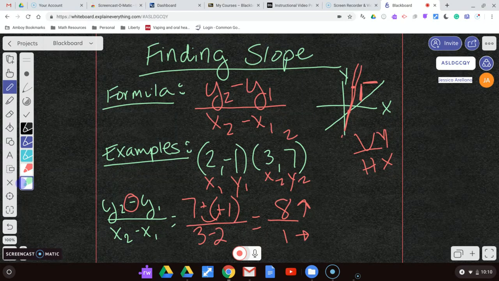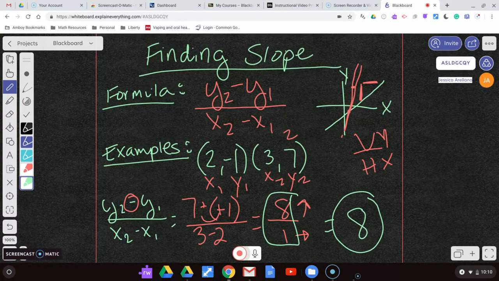We are going to simplify that. Not that there's anything wrong with writing it as this fraction. That's actually really helpful in graphing. But we are also going to just write it as this whole number 8 so that we don't get confused later. And that's how we find slope.